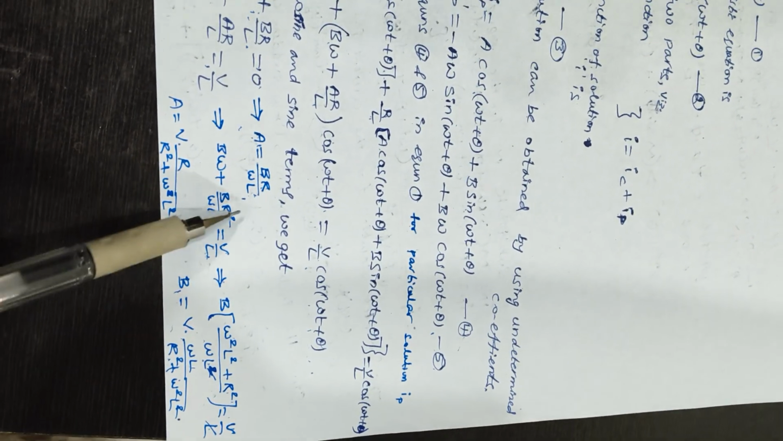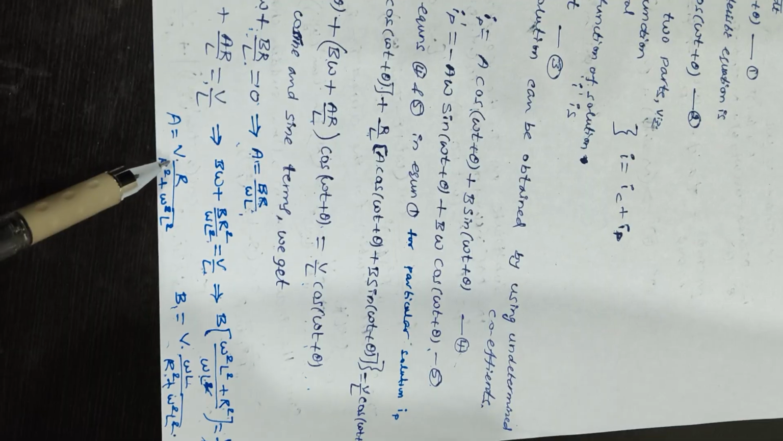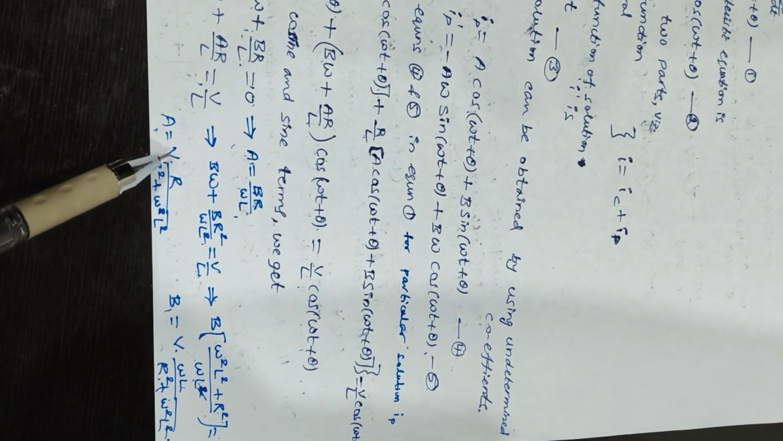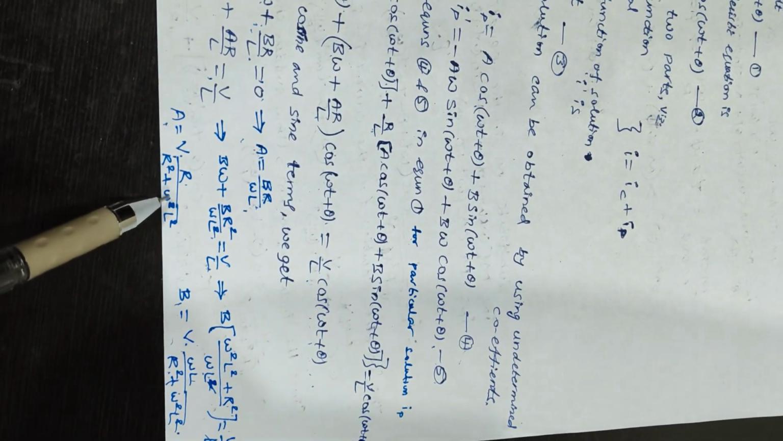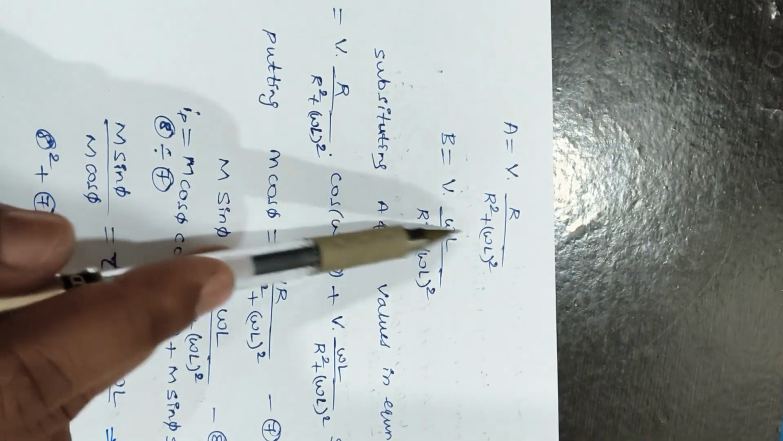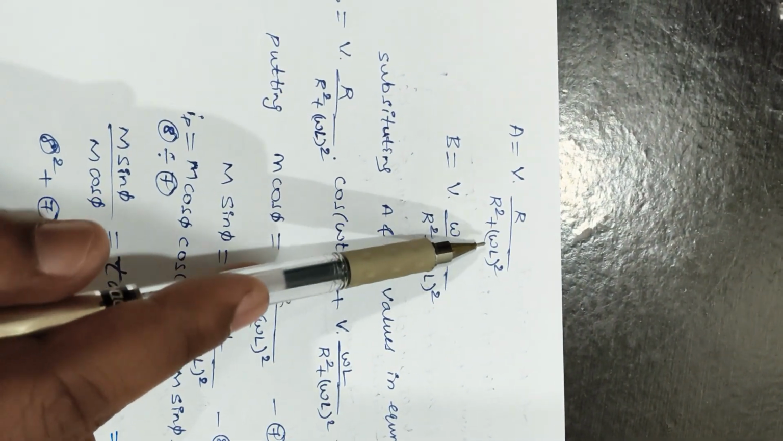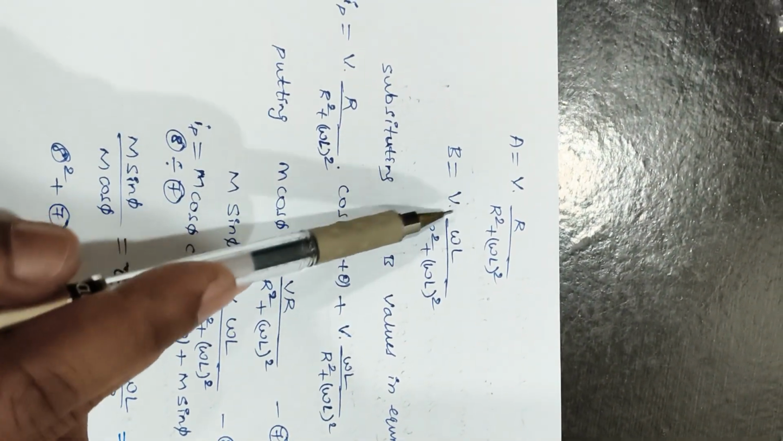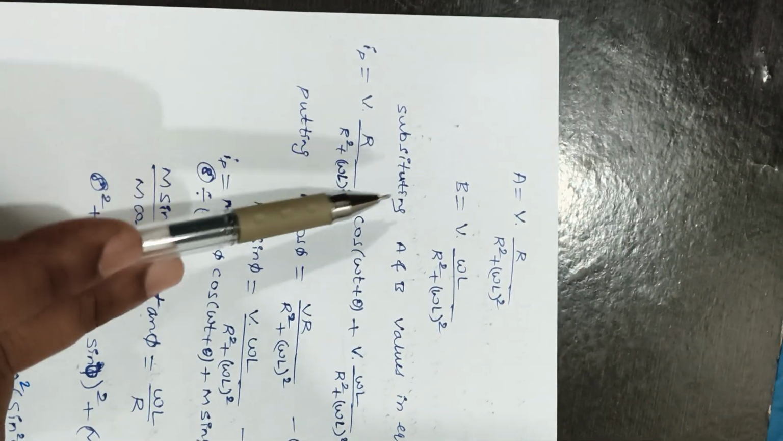Substitute this b value again in the a coefficient, so that you will get a is equal to V into R by (R² plus ω²L²). Now I got both a and b coefficients in terms of circuit elements and supply voltage. That I'll substitute in the i_p equation.